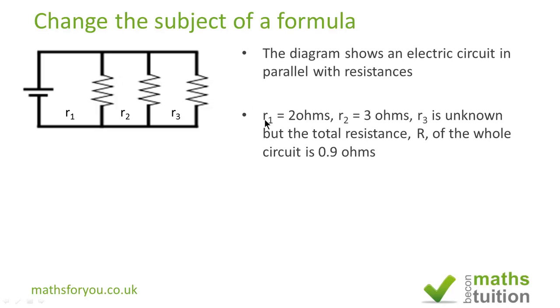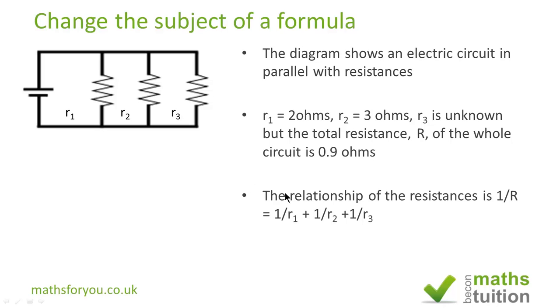Okay, we are told that R1 has a value of 2 ohms, R2 has a value of 3 ohms, and R3 we don't know. But the resistance of the whole circuit itself is big R, and that's worth 0.9 ohms.